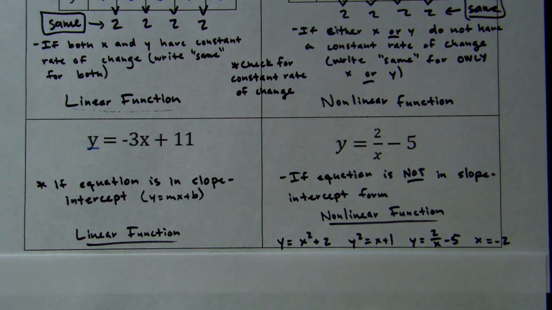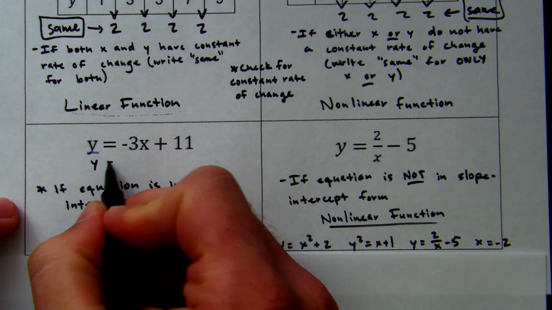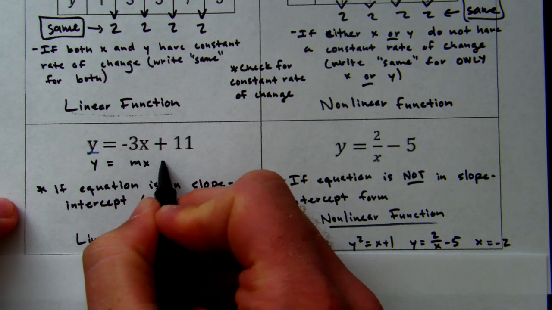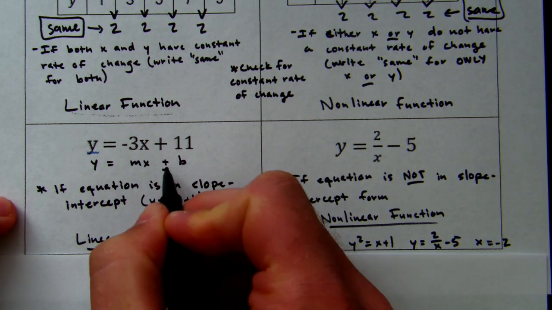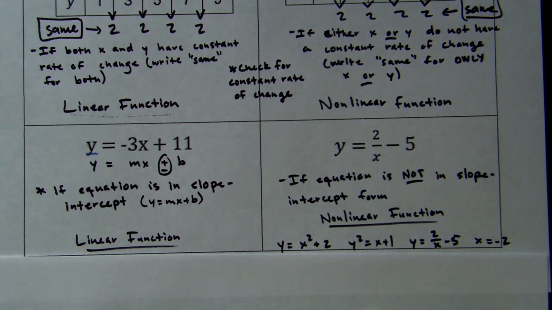Now, for an equation, if the equation is in slope-intercept form, y equals mx plus b. Now, this could be a minus sign right here. That could be a minus sign. But it has to have a slope and a y-intercept. It is a linear function. Y equals mx plus b. Y equals negative 3x plus 11. That has a slope, that has a y-intercept. It is a linear function.